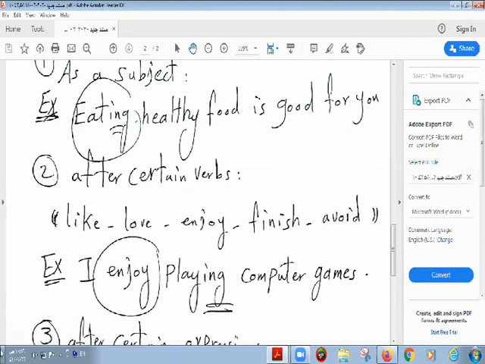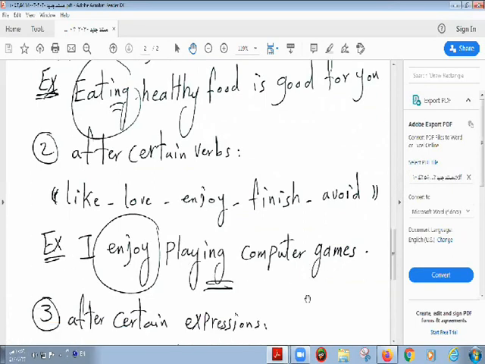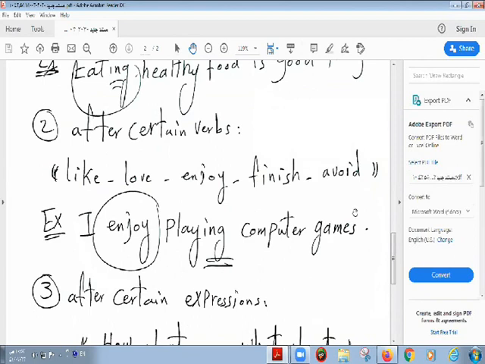For example, I enjoy playing computer games. The verb after enjoy will be playing, play with ing. So I enjoy playing computer games.